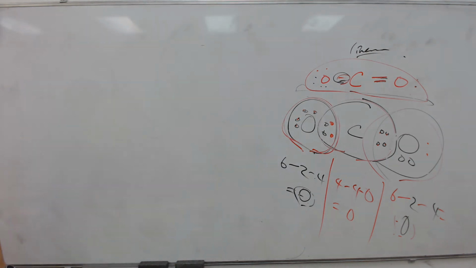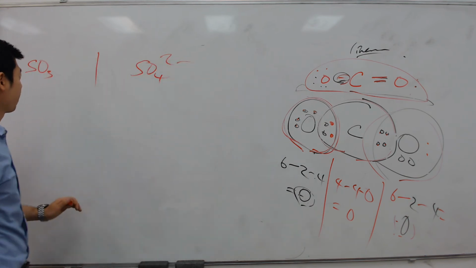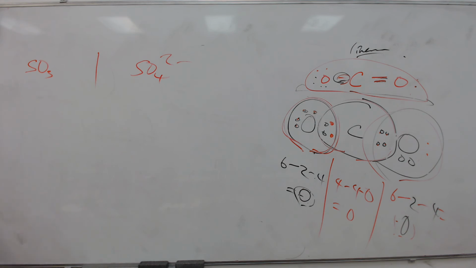If you cannot draw the Lewis dot, guys, you cannot figure out the polarity of the molecules. It's very important to understand this. Guys, draw SO2, SO3, and also SO4 2 minus, and draw the resonance if needed. And also the formal charge as well.